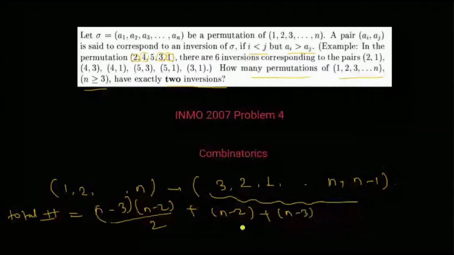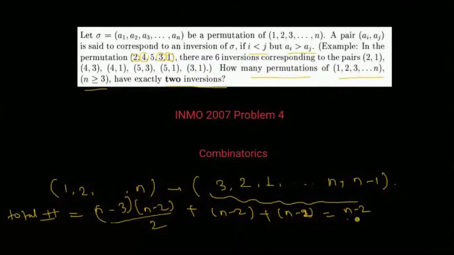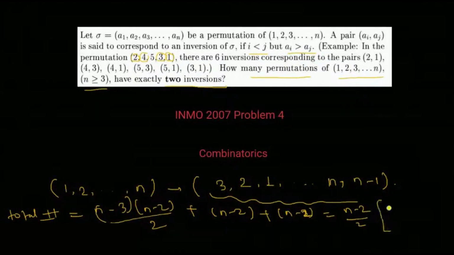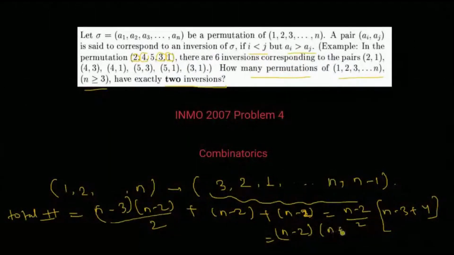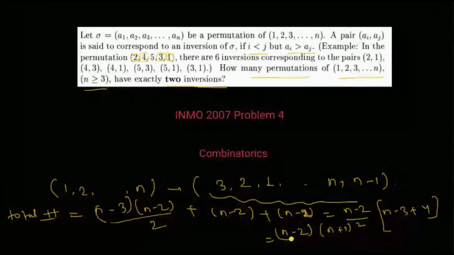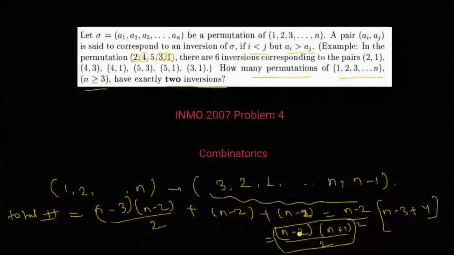So simply you can get it as n minus 3 plus 2 plus 2, that is 4. So this is equal to n minus 2 times n plus 1 by 2. Okay, so this is our required solution, n minus 2 times n plus 1 by 2. So this is the number of permutations of this sequence such that it has exactly two inversions. So this is how this problem is solved. Thank you and have a nice day.